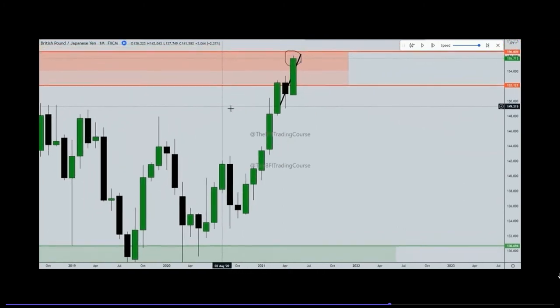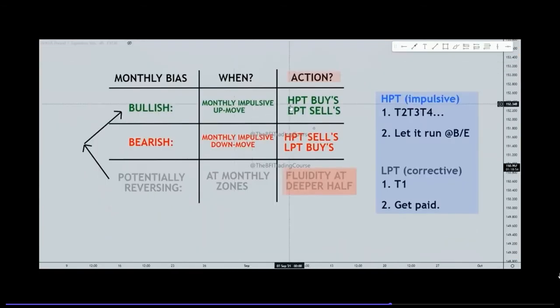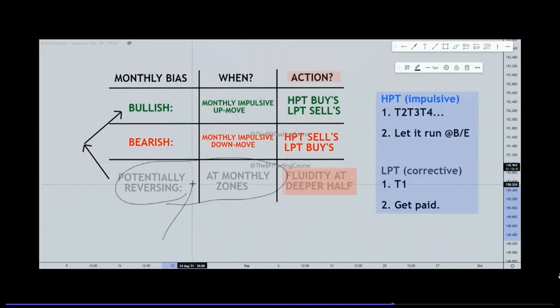What's your bias right now? Potentially reversing, but does that mean go home and sleep? No. Action, you can trade at the zone. The best trades of your life may happen at a monthly zone, and it makes a U-turn. You could even go up and down the U-turn or down and up. You could really enjoy the movements.